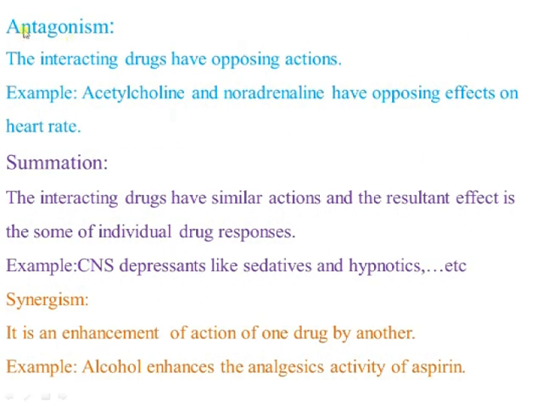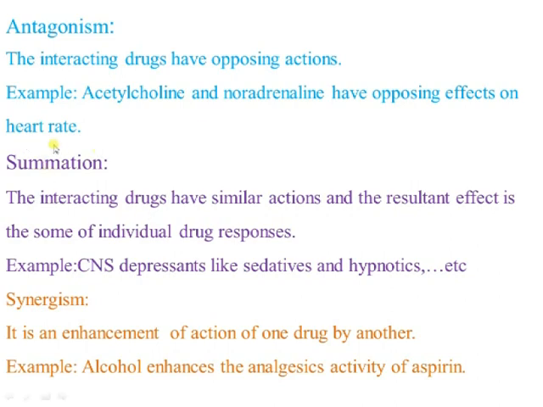As far as antagonism is concerned, examples would be acetylcholine and adrenaline, which have opposing effects on heart rate. Acetylcholine will put down the heart rate, adrenaline will give rise to an increase. I should say adrenaline here; noradrenaline is basically for blood vessels and so on. So if you give them together, maybe there won't be any substantial increase or decrease in heart rate, because the two drugs are antagonizing the effects of each other.